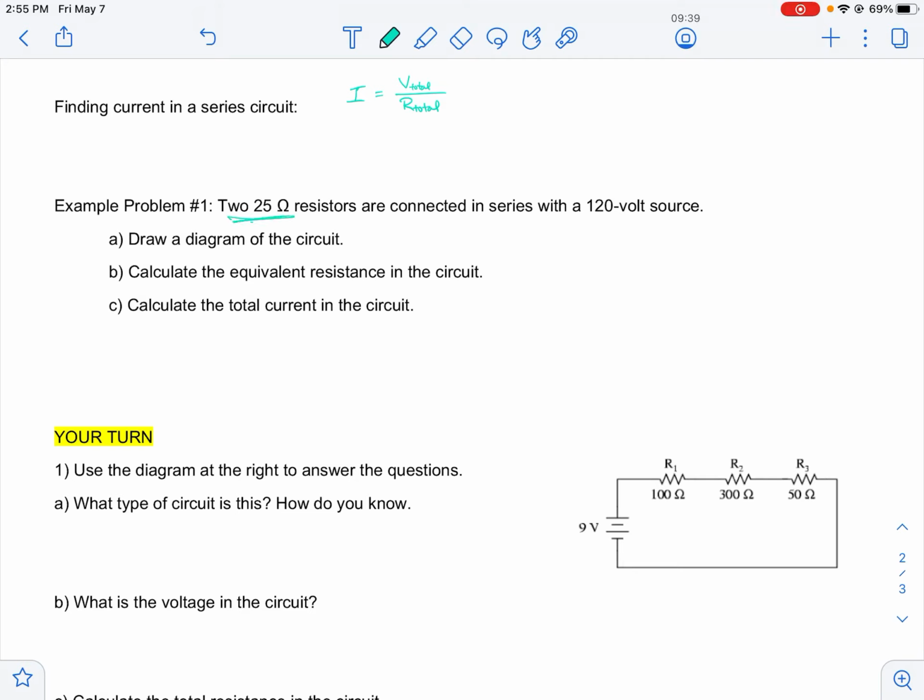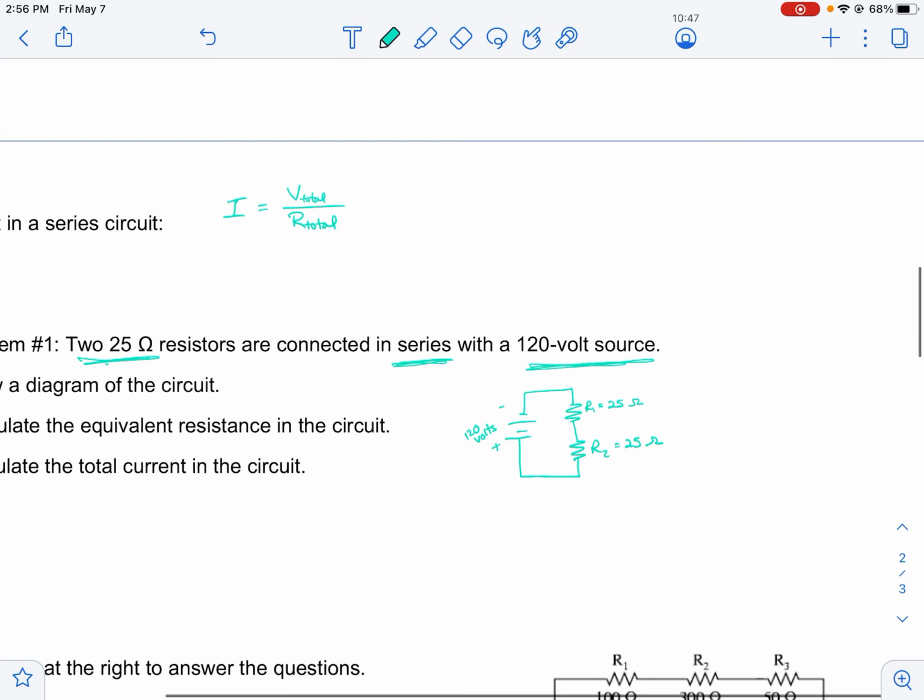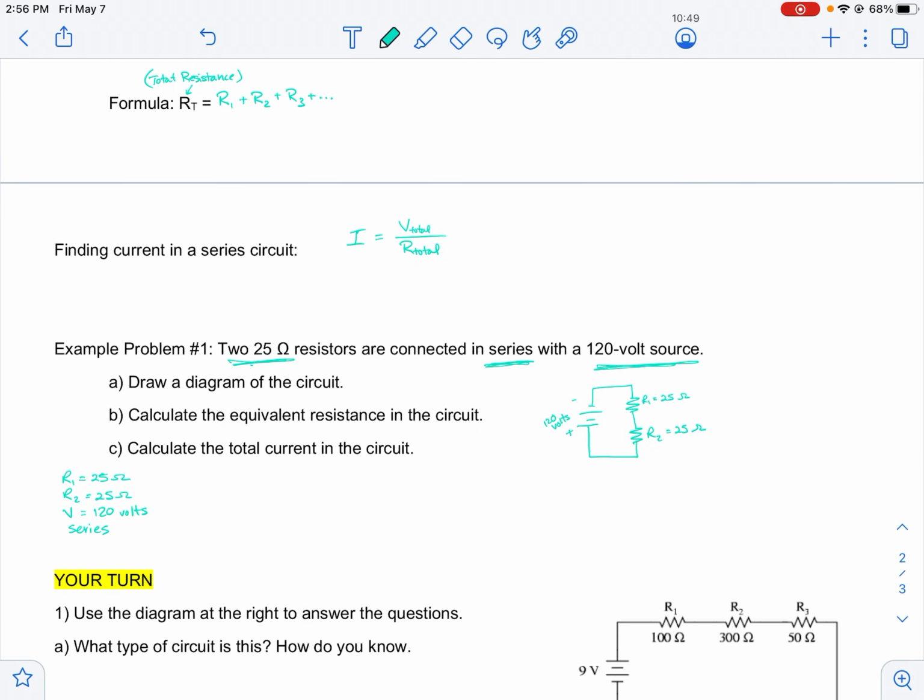Okay, so part A says draw a diagram of the circuit. All right. So I have a 120 volt source. I'm going to go ahead and label it since I know how strong it is. I have 1, 2 resistors connected in series. We're going to call this one R1. We know that it's 25 ohms. We're going to call this one R2. We know that it's also 25 ohms. Okay, so there's part A.